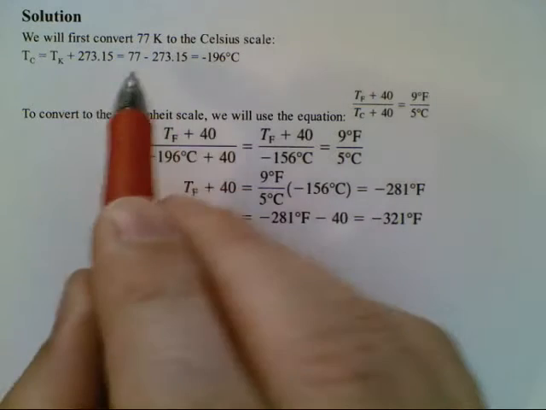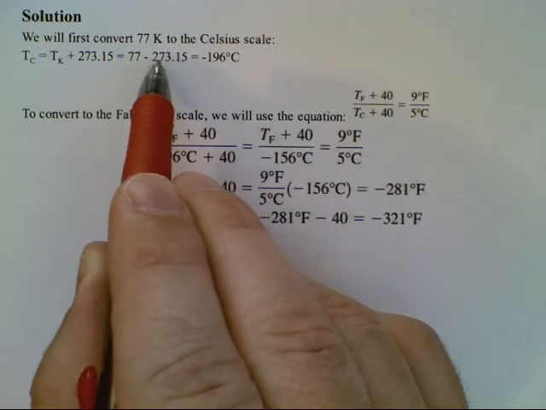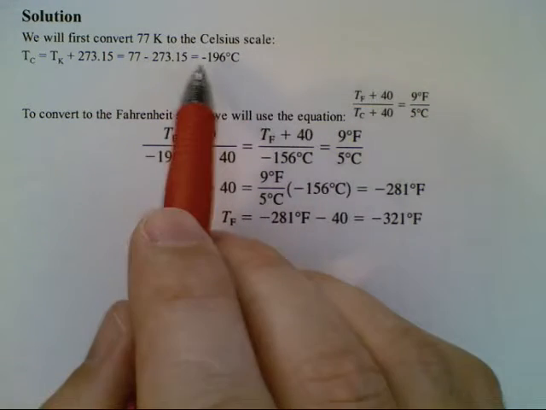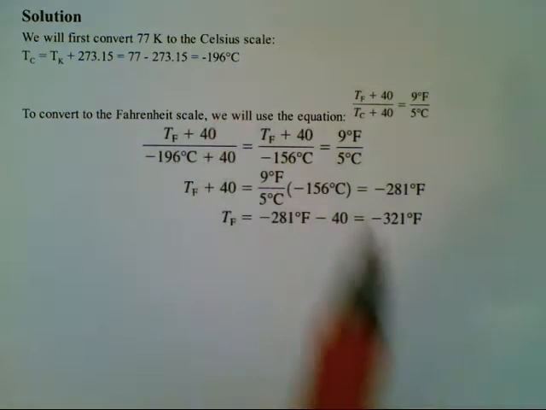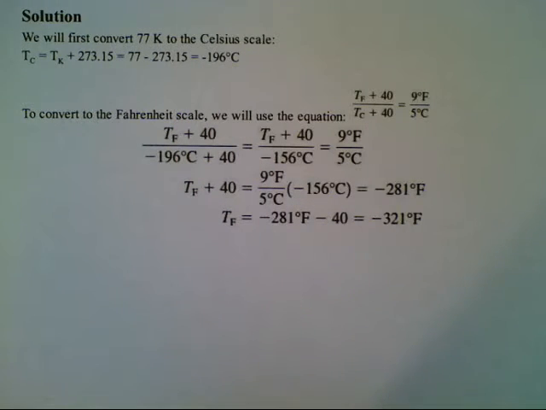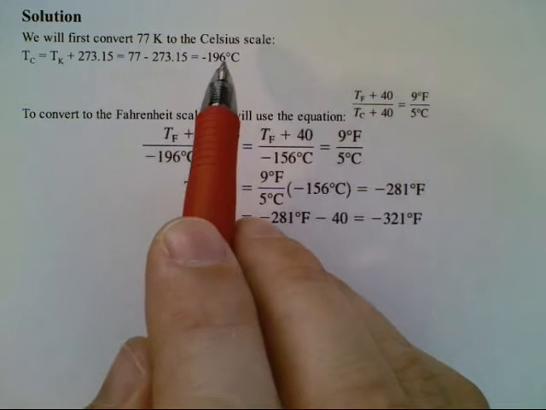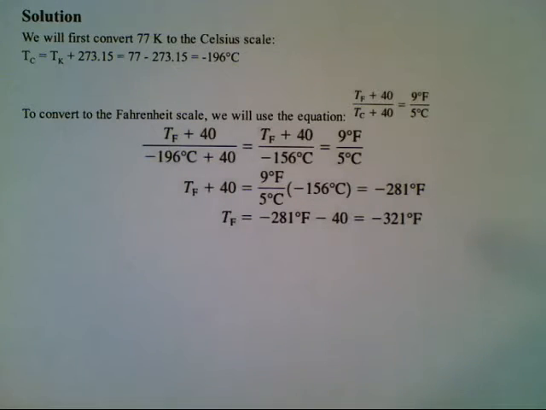So what it looks like is 77 minus 273.15. Okay, and that's going to give us negative 196 degrees Celsius. So that's very, very cold. That's well below the freezing point of water.